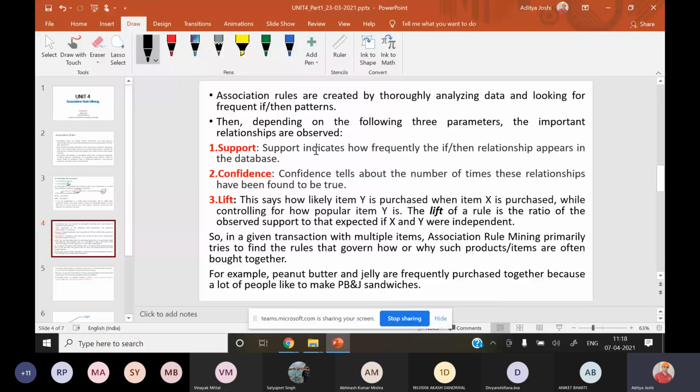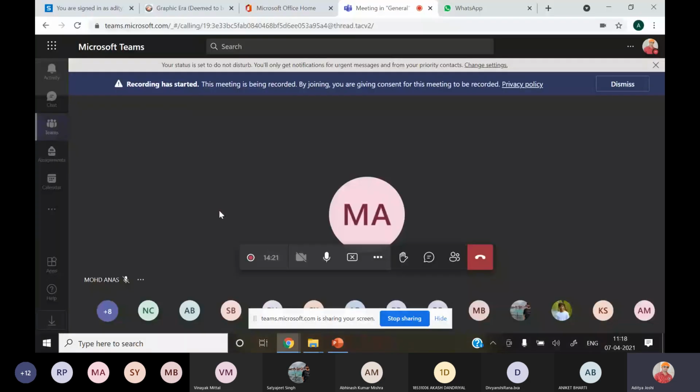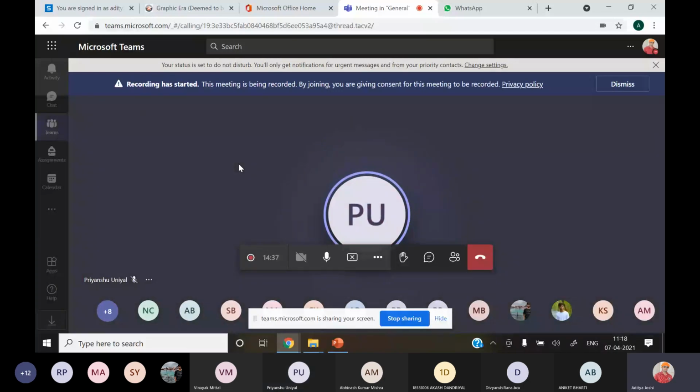There are three parameters for these association rules. The first one is support, the second is confidence, the third is lift. You have already learned support and confidence in the earlier lecture. What is support? Any one of you, what is support? Anyone? Sir, frequency of X and Y upon number of transactions. I think you have joined the class in the earlier class. Yes, sir.